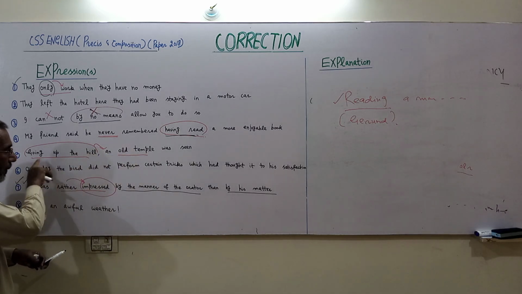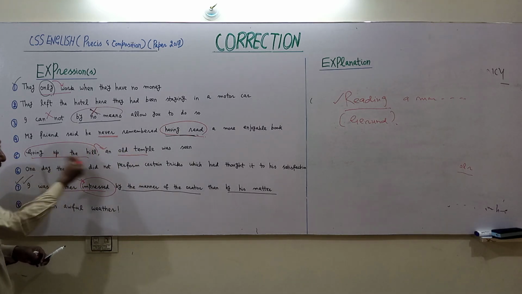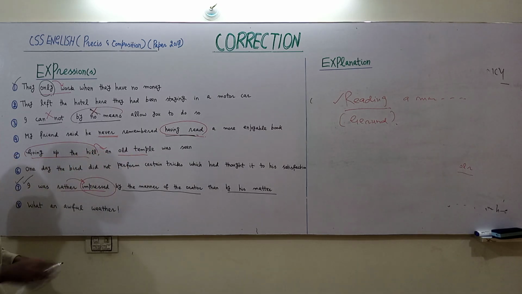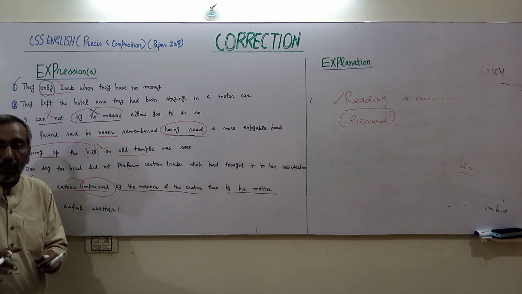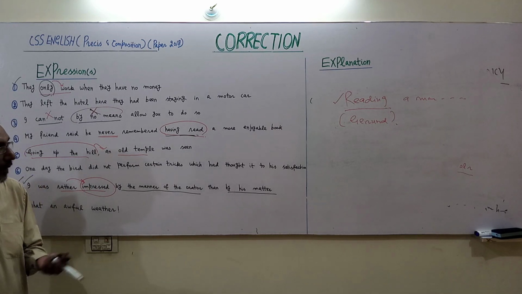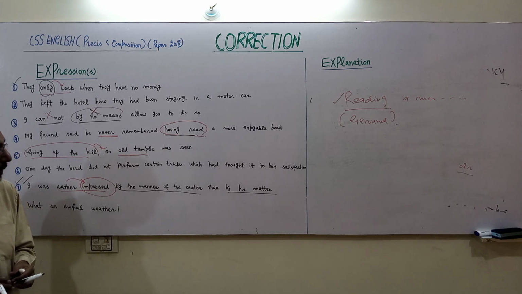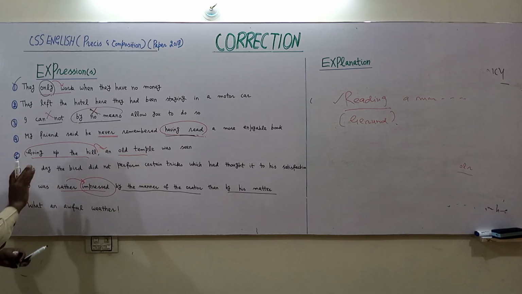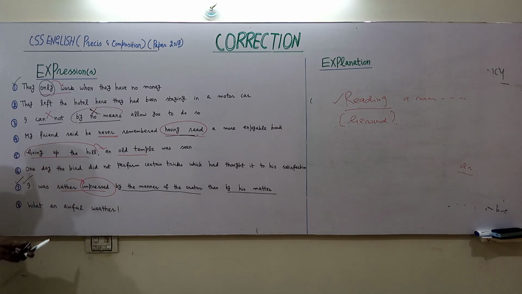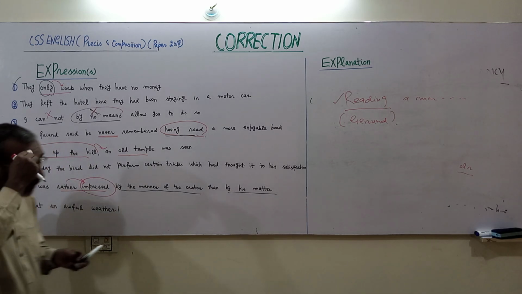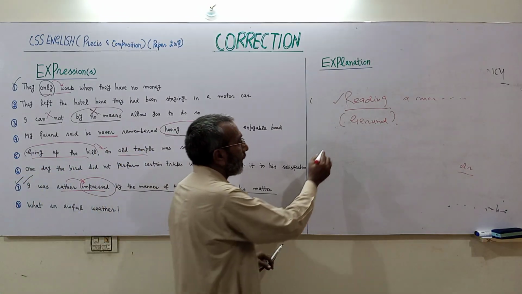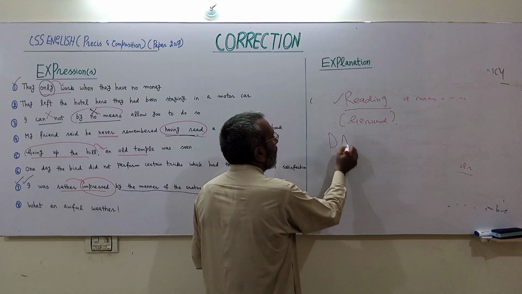The expression that follows has some sort of relation with this one. Going up the hill, an old temple. Its meaning is that an old temple was trying to go up the hill. Obviously it is very strange, nonsensical. So we have to modify it so that there is a proper sequence. Technically, we call this a dangling modifier.